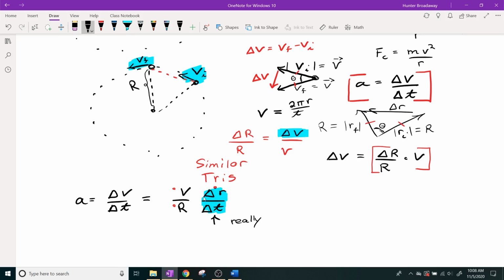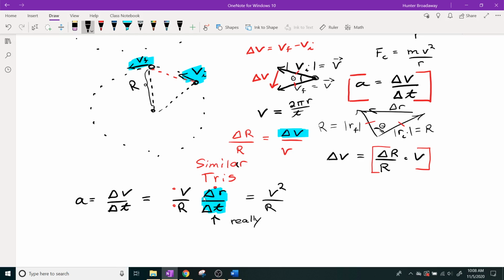So instead of v over r times delta r over delta t, we shorthand this and say that a_c is equal to v squared over r. And that is how we actually get the centripetal acceleration, and hopefully you never have to do that again. But it's good to put it in there in case on the AP Physics test they give you an open response and ask, by the way, how do you get this? That's pretty deep, I don't know if that would actually happen, but just in case.